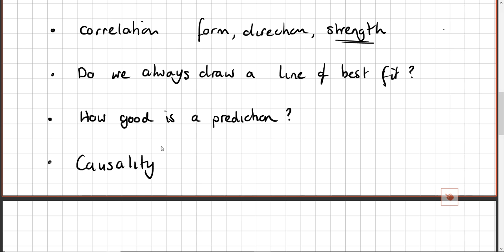Ooh, okay? So make sure you've got that and write it down. 2 minutes before we go. Make sure you've included that in your notes.